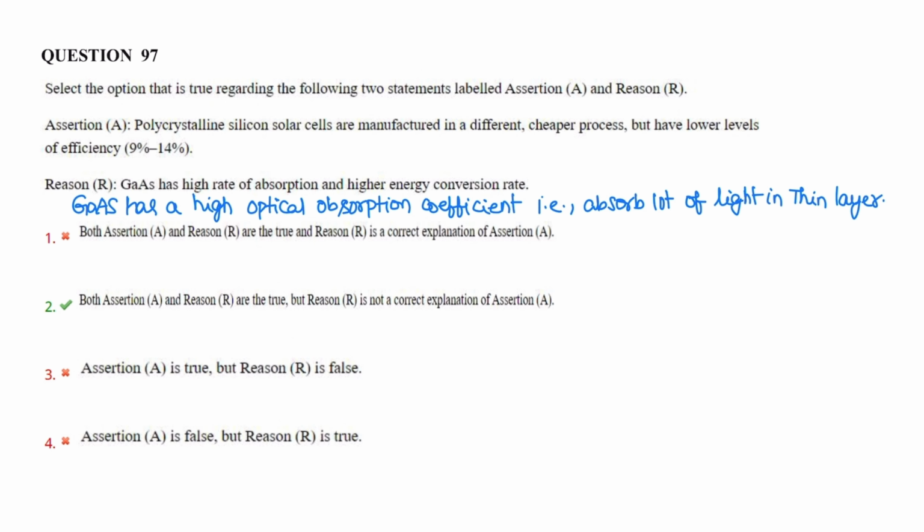Next question, question 97. Polycrystalline silicon solar cells are manufactured in a different, cheaper process and have low levels of efficiency. That is the assertion. The reason is that gallium arsenide has a high rate of absorption and a higher energy conversion rate. Both statements are correct, and gallium arsenide has a high optical absorption coefficient, that is, it absorbs a lot of light in a thin layer. Both assertion and reason are correct, and the reason is not the correct explanation for the assertion. Option 2.